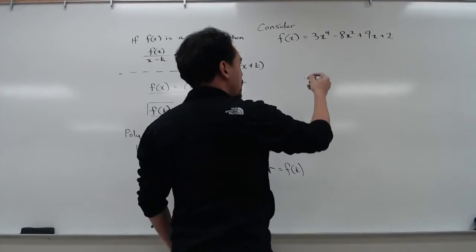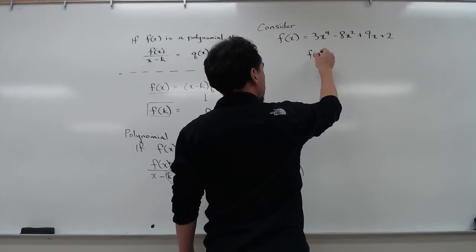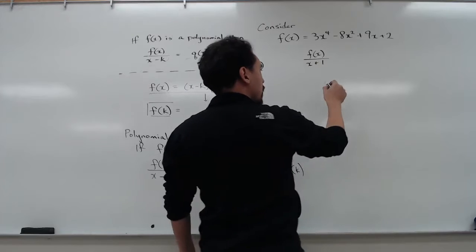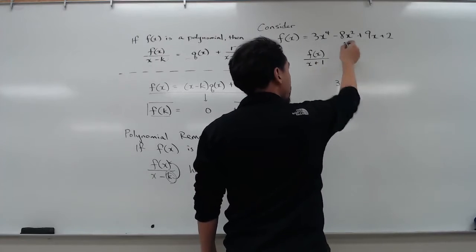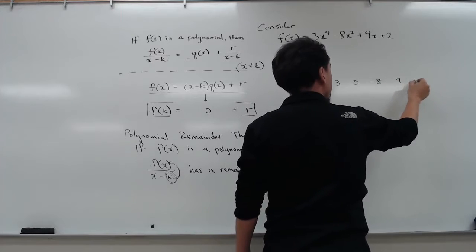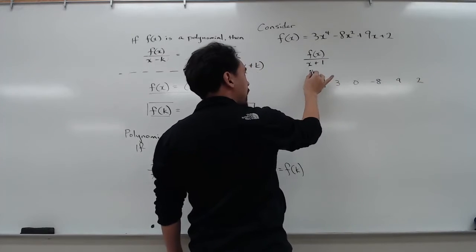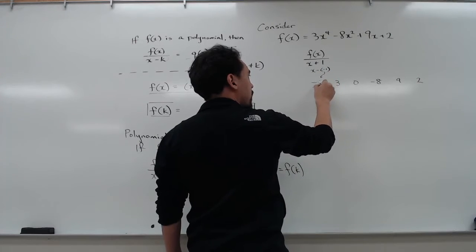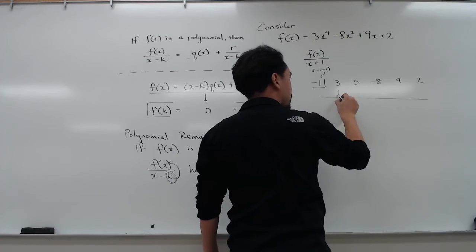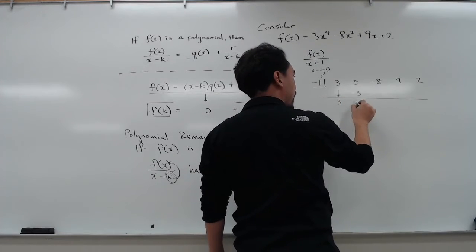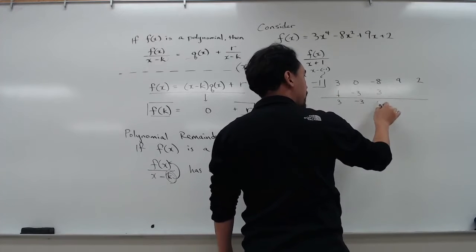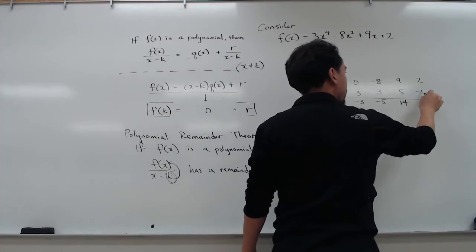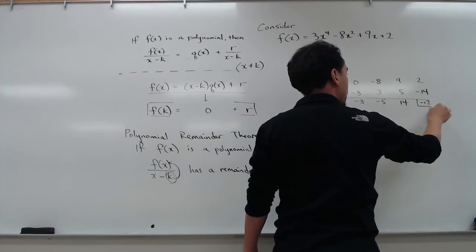So this time, let's take our same f of x and let's try dividing by x plus 1. And so by synthetic division, we're going to write down the coefficients again: 3, 0, negative 8, 9, and 2. And then in the box, since it's x plus 1, that's the same thing as x minus negative 1. That number is going to go in the box right here. So 3 comes straight down, then 3 times negative 1 is negative 3, add them is negative 3, times negative 1 is 3, add them is negative 5, times negative 1 is 5, add is 14, multiply by negative 1 is negative 14, and then add them together gives me negative 12 at the end.